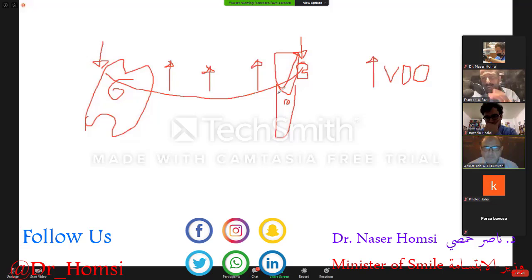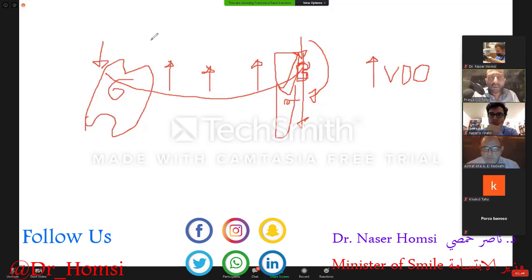Then we have a second problem, which is the intrusion with a force buccal to the center of resistance, and this leads to an intrusion with flaring. This is very hard to prevent. So the lower incisor tends to flare.